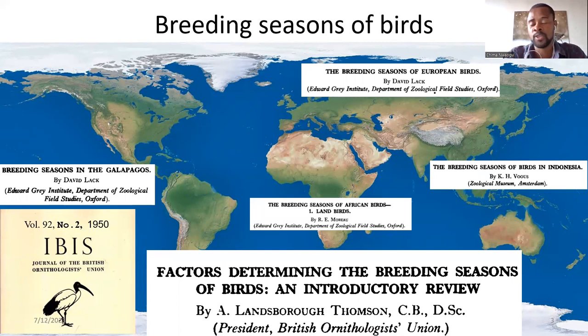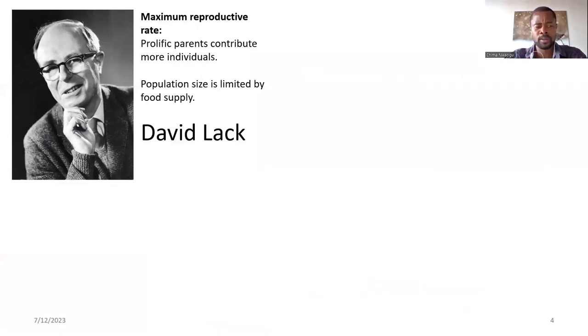And then this was all summarized together. So in this issue, if you read through it, it was almost as if we were getting an explanation of how and why birds breed when they do in different parts of the world. It looked almost complete at the time. So most of what was there around the time was Lack's idea about birds breeding according to the amount of resources available to them.